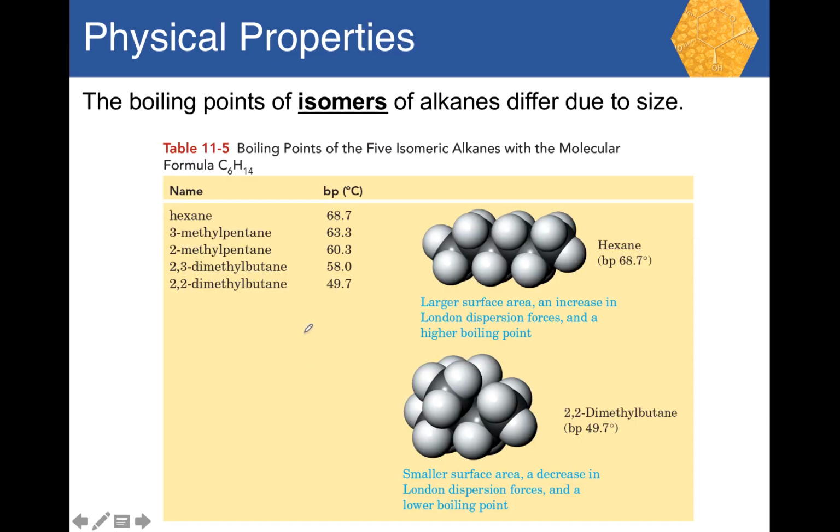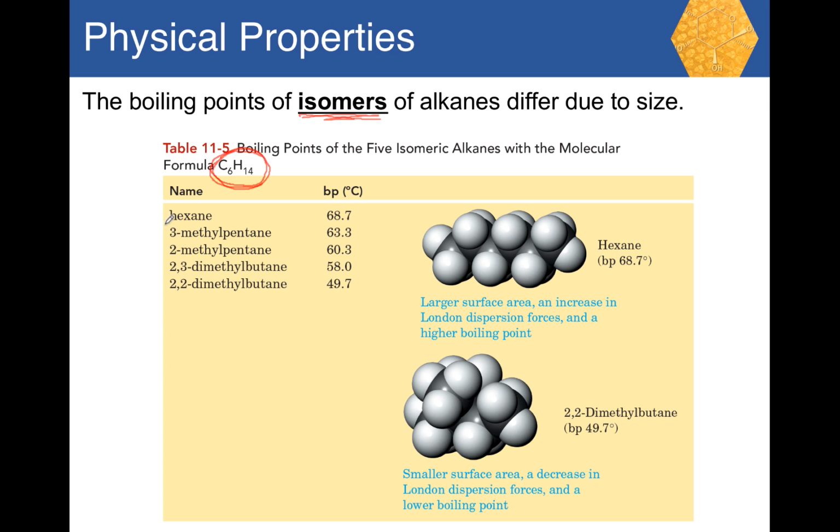Let us look now at isomers of an alkane. So here is an alkane, C6H14, 6 carbons and 14 hydrogens. There are different isomers with the same molecular formula. Remember, isomers here have the same molecular formula, but just the bond-to-bond connectivity is different.